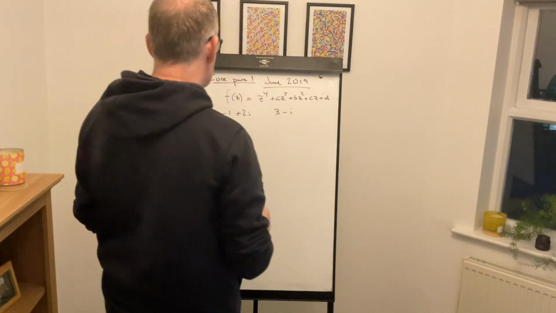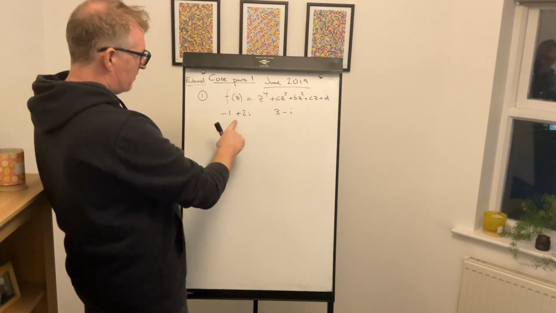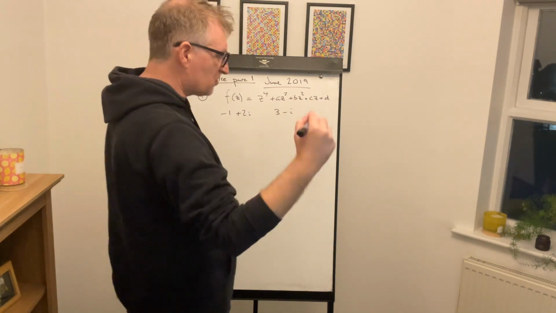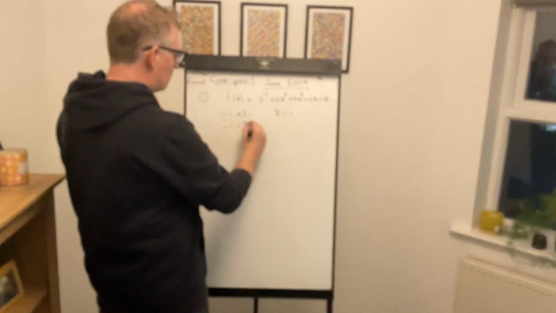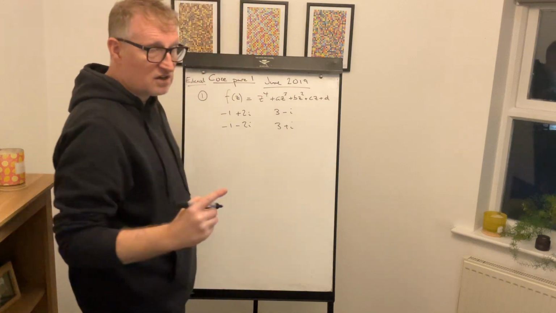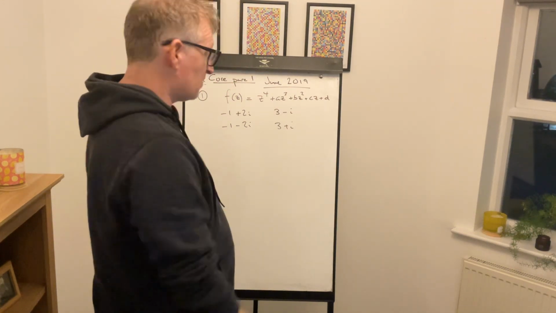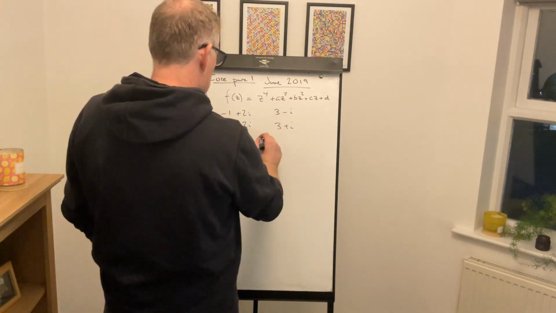So if these are your roots that you know, then because they're complex roots, the complex conjugate will also be a root. So here we're going to have -1 minus 2i, and here we're going to have 3 plus i as our two solutions to the other roots. So there's our 4 roots, and we have to show them on an Argand diagram, so that's pretty straightforward.